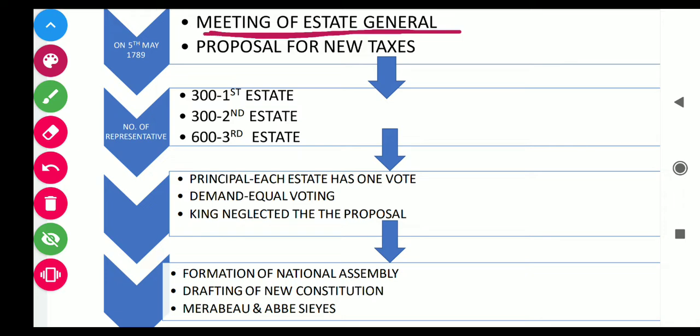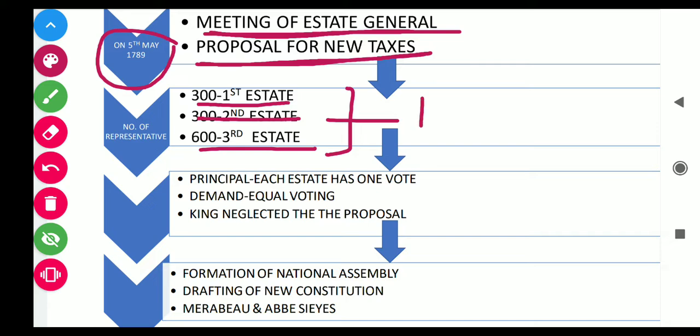You know that the Estates General is a political body to which the three estates send their representatives. But the monarch alone could decide when to call a meeting of this body. So, on 5th May 1789, Louis XVI called an assembly of the Estates General in order to pass the proposal to raise the taxes. 300 representatives from each of the first and second estate and 600 from the third estate, a total of 1200 representatives, gathered in a hall for the assembly.